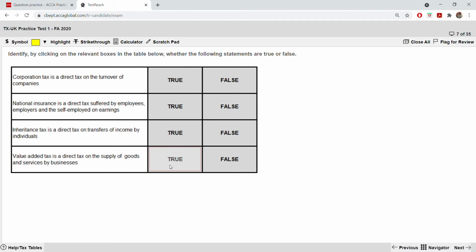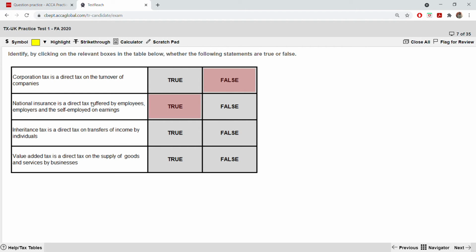Identify by clicking on the relevant boxes in the table below which of the following statements are true. So you have been given inheritance, NIC, corporation tax and VAT. 4 different types of tax in one question. This shows that you have to study the whole syllabus overall. Next. So corporation tax is a direct tax on the turnover of the company. Is it? Nope, it's false. NIC is a direct tax suffered by employees and self-employed on earnings. Is it? Yes, it is true.